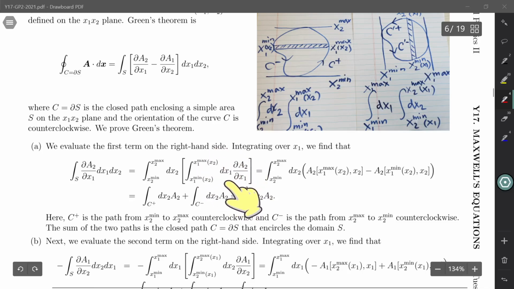We carry out this integral, then this derivative is removed, and a2 survives, and the upper bound is replaced with the value of x1 at the upper bound, and subtracted by the value at the lower bound of x1, depending on x2. So we then carry out the x2 integral. This is at this point, and this one is this point.